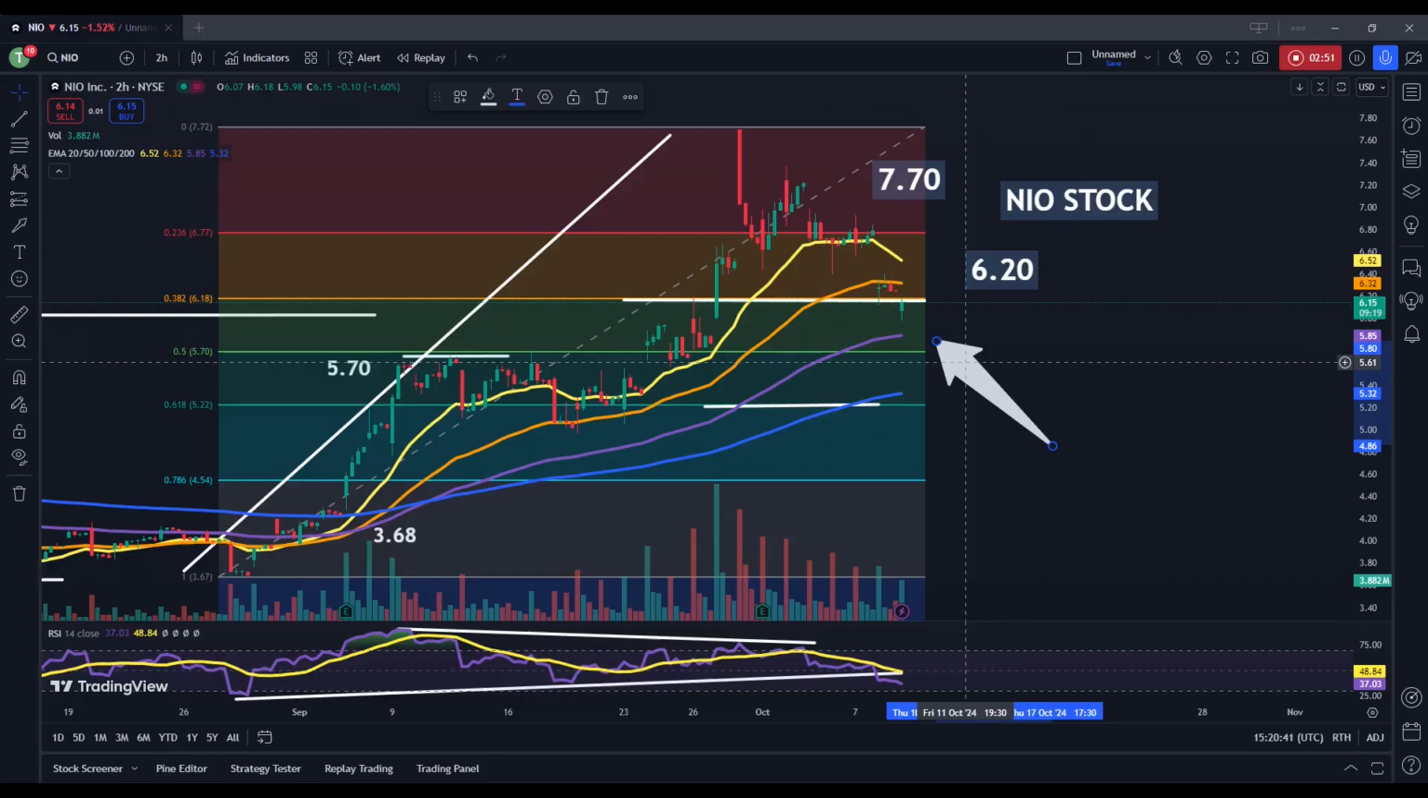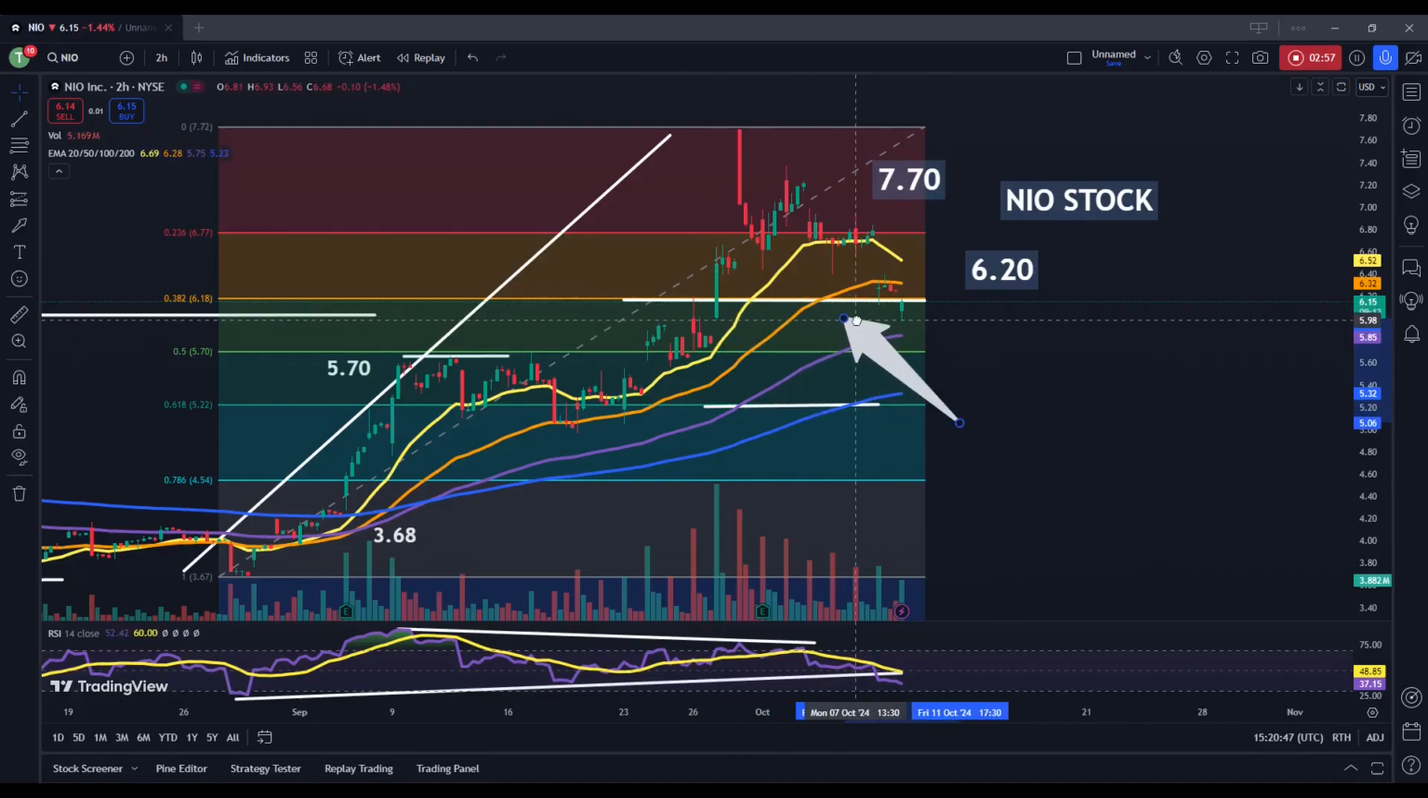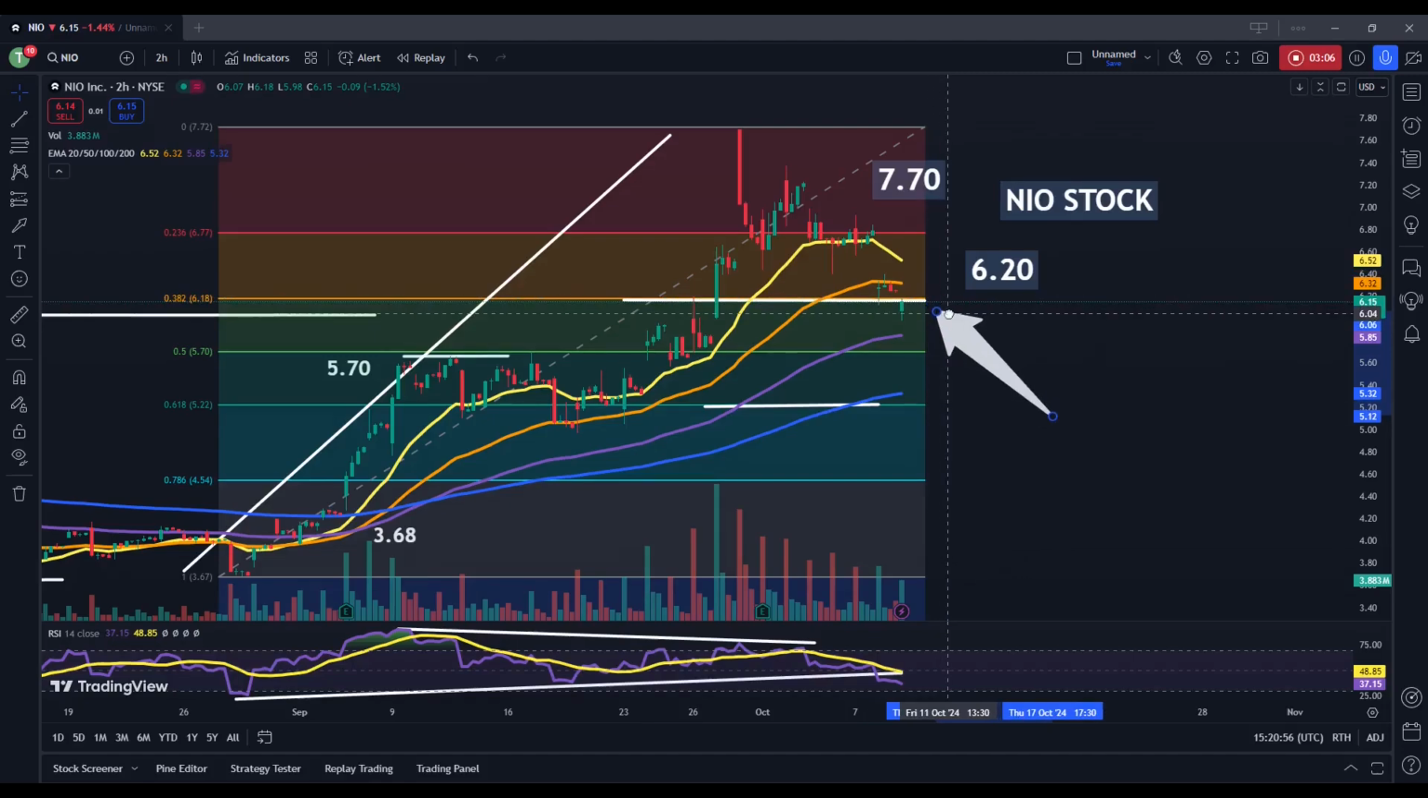I mean, eventually the stock had to start moving lower. So, at the moment, we can see that this 38.2% Fibonacci retracement zone has now broken to the downside, and we've also broken through the 50 period exponential moving average. So there are a few different things that have occurred here at the same time.